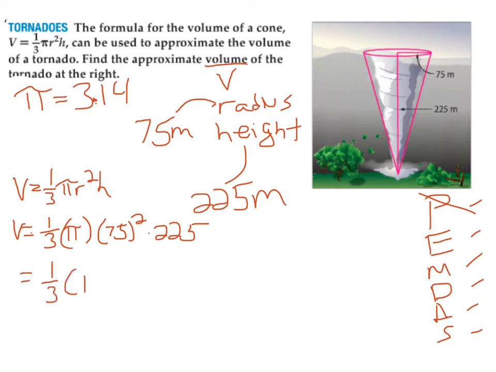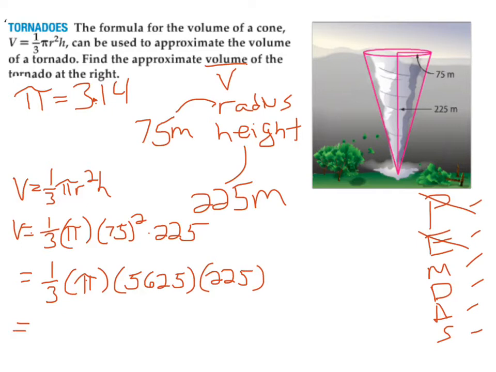1/3 times pi times 5,625 times 225, our height. So we've taken care of our exponent, and what I see left is a whole lot of multiplication. 1/3, we can kind of look at that as division. We can save that to the end, and we can divide by 3. But in any case, we're going to do the multiplication first. So I'm going to start with pi times 5,625 times 225 to take care of my multiplication.